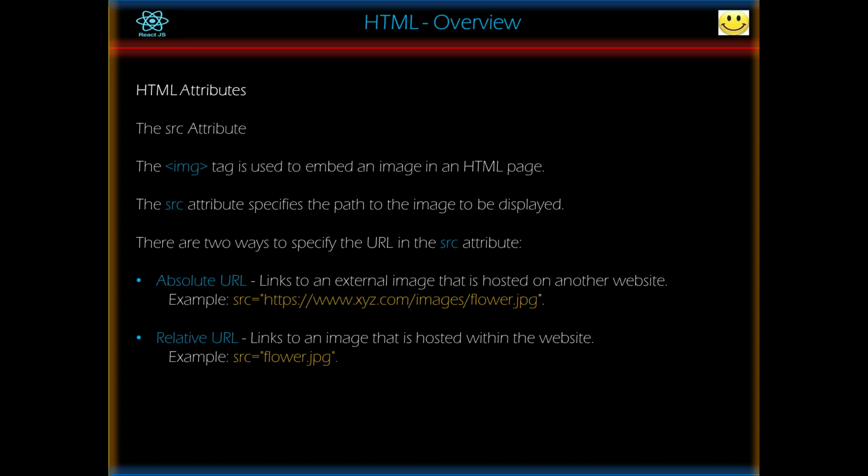The below one, relative URL, links to an image that is hosted within the internal website. So the syntax is src equal to, and you are just giving the file name flower.jpg, and before flower.jpg you are not giving any external URL. So if you didn't give external URL, only just the name of the file, then it searches in your current workspace folder or directory.